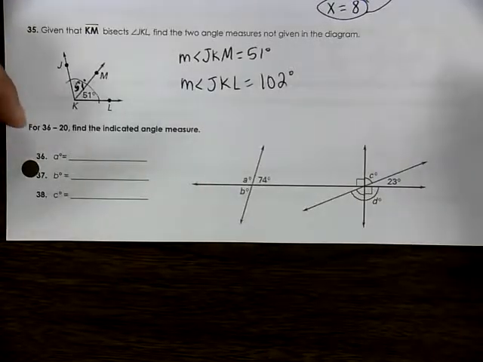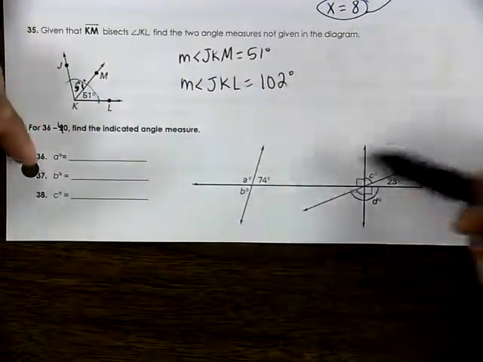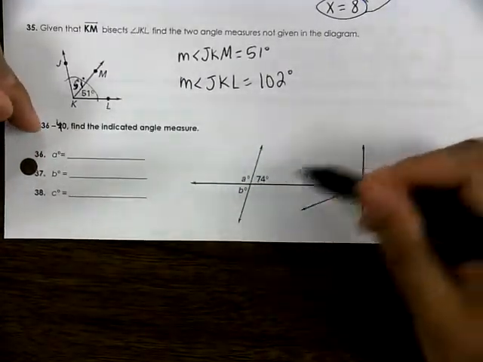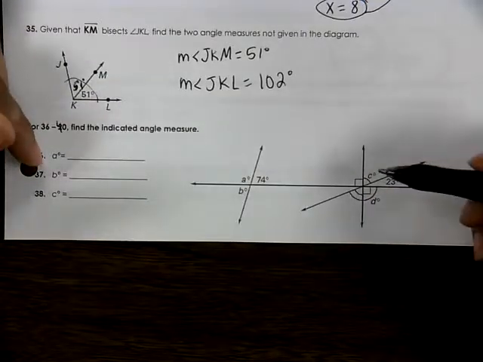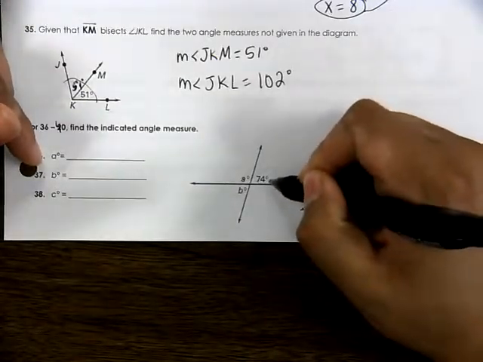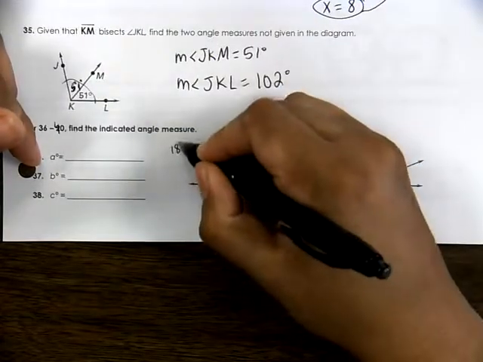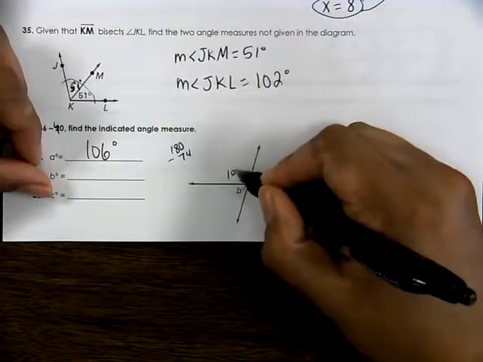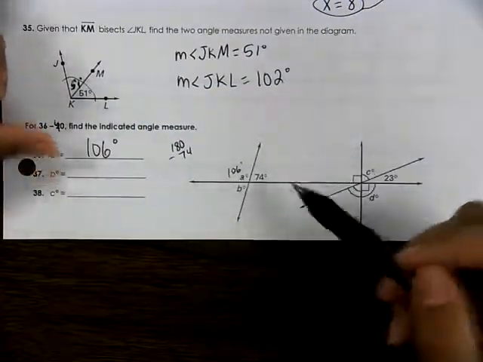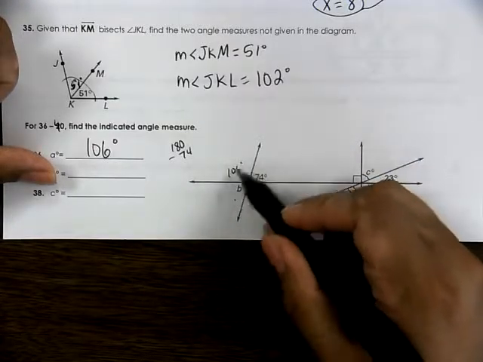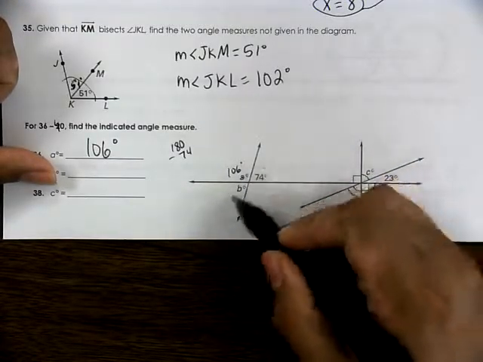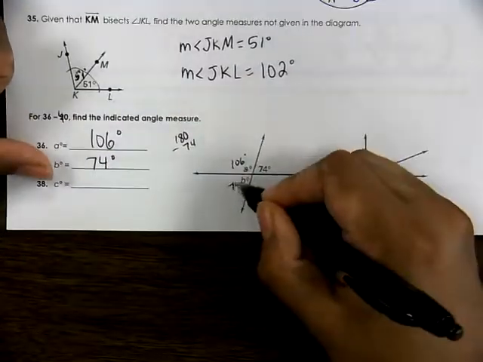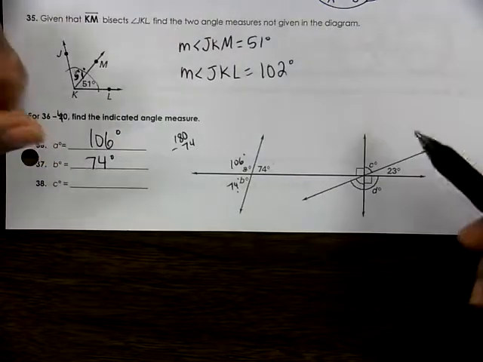For 36 to 40, we're going to use ideas of linear pairs and vertical angles to try to come up with the missing angles. So for angle A here, it's going to be supplementary with 74 degrees. So we want to do 180 minus 74, and that comes out to 106 degrees. You don't have to show work for these necessarily, it's just working through the diagram. Angle B is a vertical angle with 74, which is then the same. Vertical angles are always congruent. So that's 74 degrees.